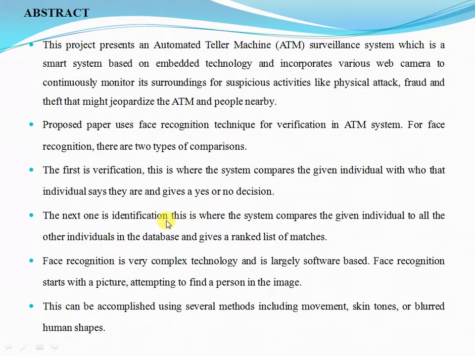And the next one is identification. The system compares the given individual to all the other individuals in the database and gives a ranked list of matches. This face recognition is a very complex technology because it is fully software based. Face recognition will start with the picture and next attempt to find a person in the image. It also includes movement, skin tones or blurred human shapes.